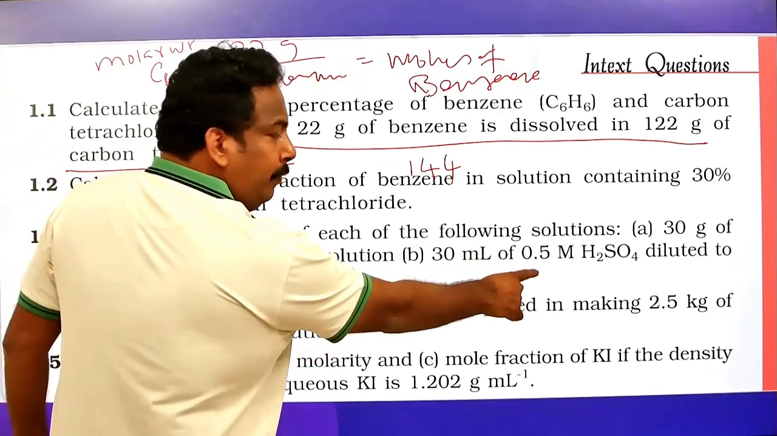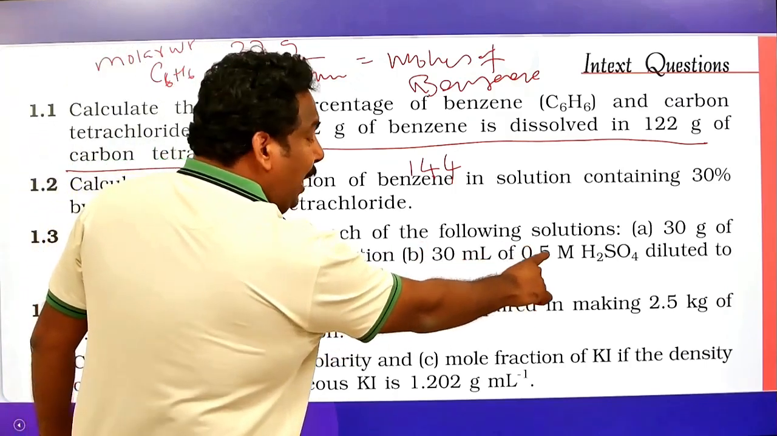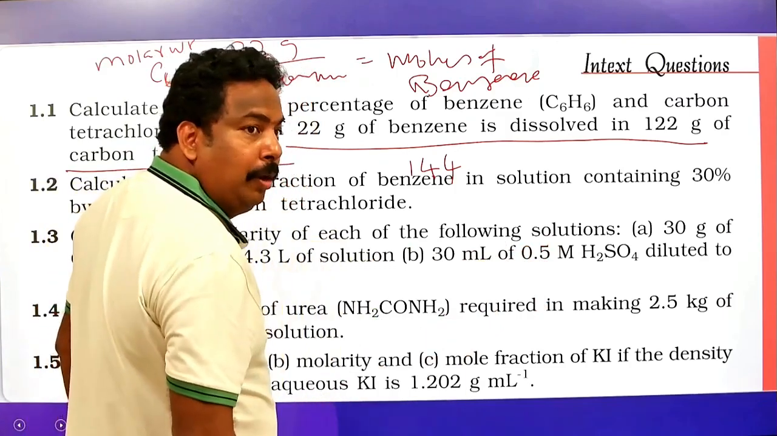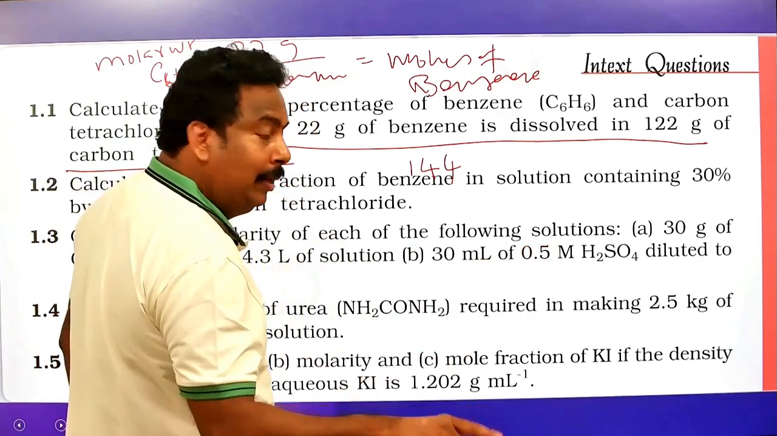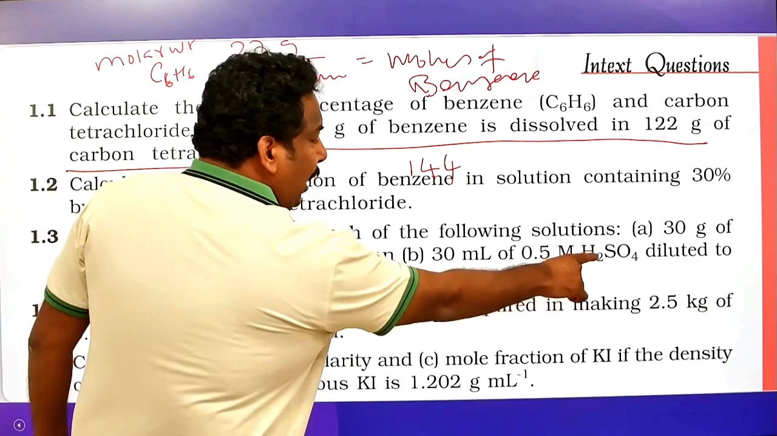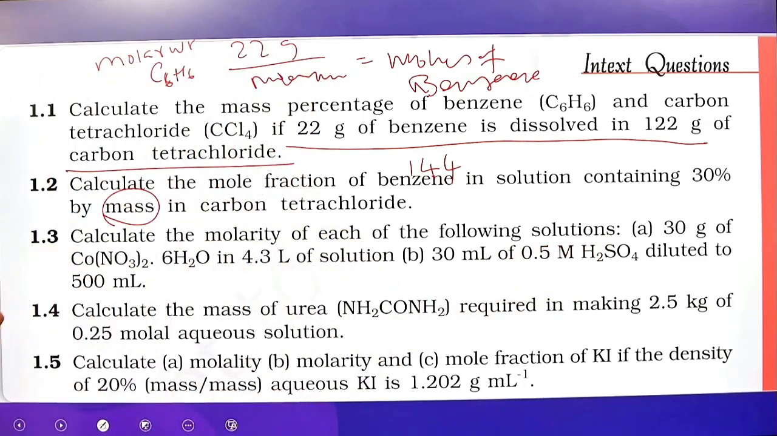30 ml of 0.5 M, which is molarity or molality? Molarity. 0.5 M sulfuric acid diluted to 500 ml. I will teach you a shortcut, how to solve this without doing any nonsense. You have to do all the roundabout, big calculations. By the time you reach there, the bell will ring. We don't try the bigger path, we try the direct path.